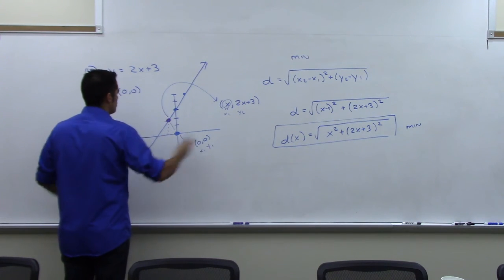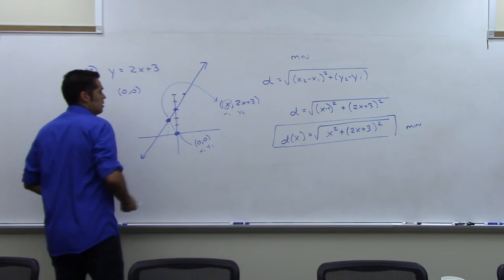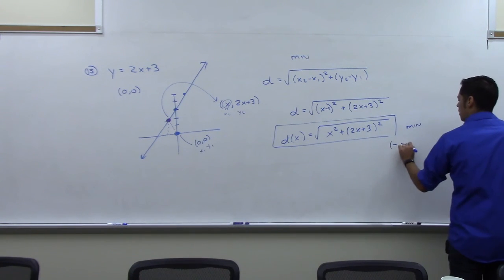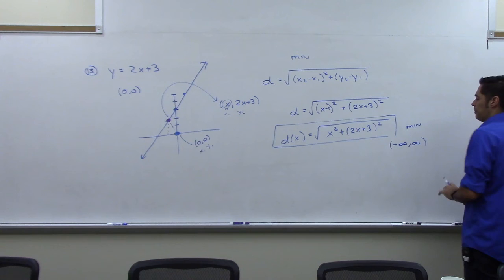And there really is no restriction. I can be anywhere on this line. So there is absolutely no restriction on the x. So the domain of this is negative infinity to infinity.